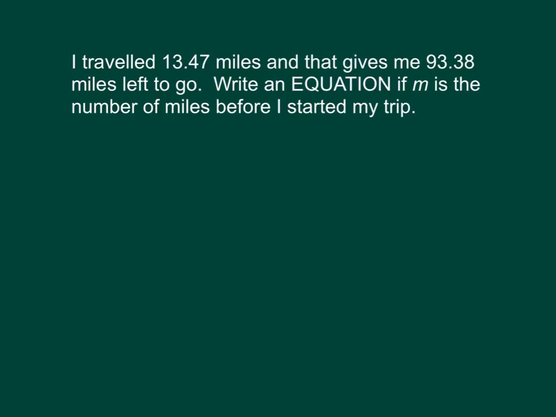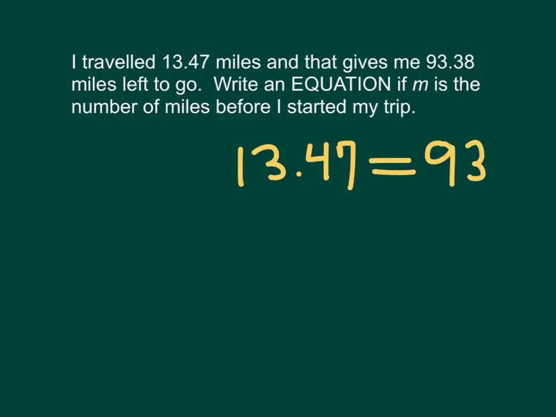I traveled 13 47/100 miles, and that gives me 93 38/100 miles left to go. Write an equation if m is the number of miles before I started my trip. So I know I traveled 13 47/100 miles, and that's going to leave me 93 38/100 miles left to go. Now I want to write an equation. Again, writing an equation, not solving, but just writing for m. If m is the number of miles before I started my trip.